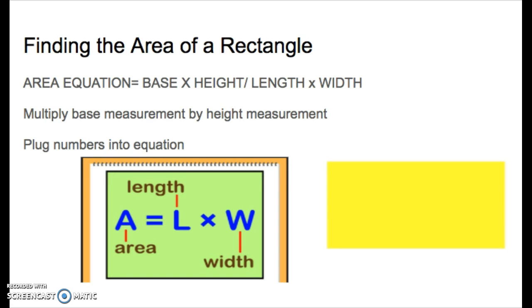And our next example is finding the area of a rectangle. The area equation for a rectangle is base times height or length times width. It's the same thing for each. A square is the same as well, but here we're going to focus on a rectangle. To find the area of a rectangle, you simply multiply the base measurement by the height measurement and you plug the numbers into the equation.